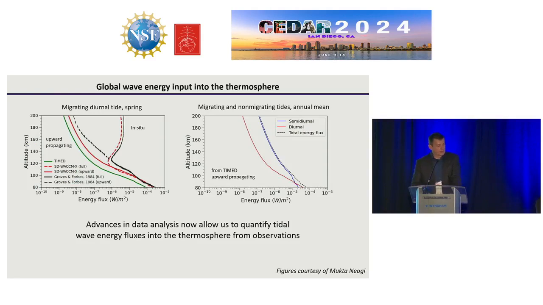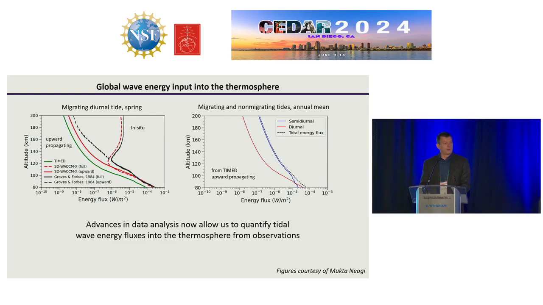So this is a result from another student of mine, Mukhtar. She used the latest tools we developed in data analysis to quantify tidal wave energy fluxes on a global scale from the lower atmosphere into the upper atmosphere. So really in an attempt to quantify the vertical coupling we always talk about. What's really the amount of joules we put from the lower atmosphere into the upper atmosphere, and corresponding work can also be done for the momentum flux.